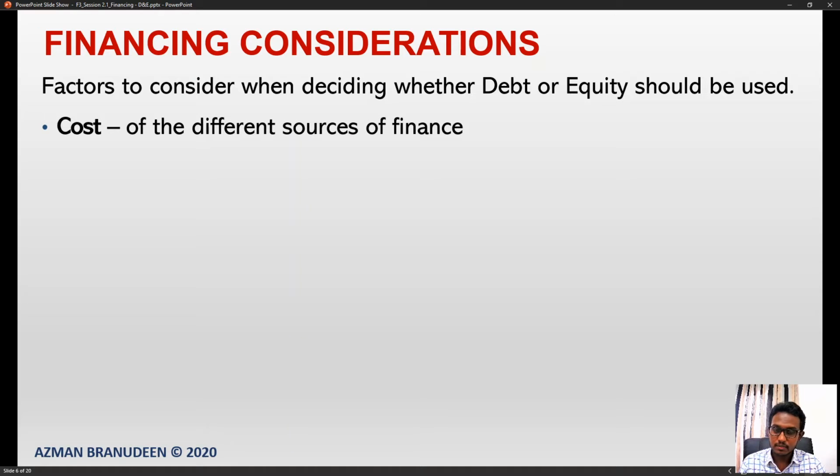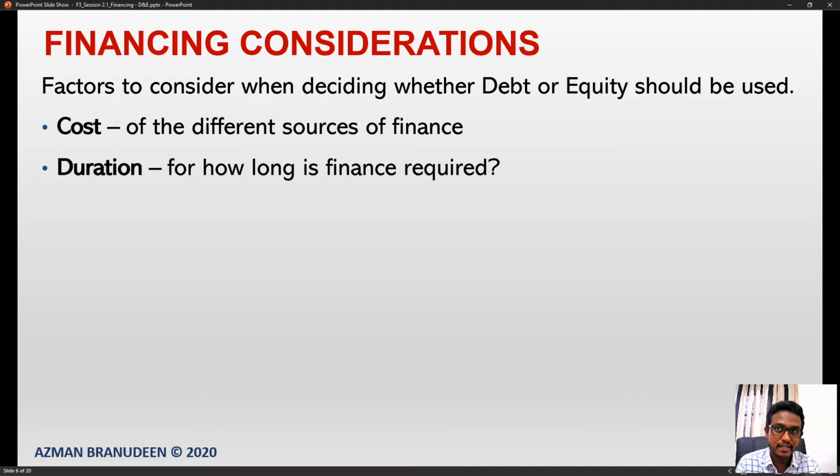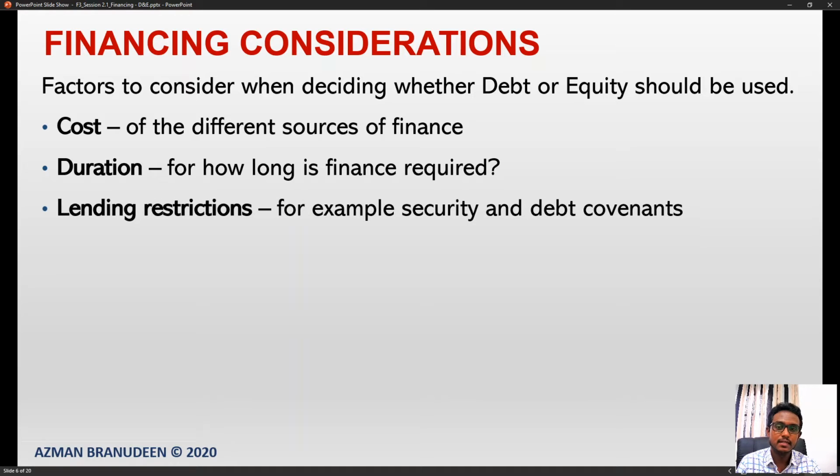Some of these factors, or almost all of them, are mentioned in this slide. Pay attention. One of the factors is obviously the cost of financing, the cost of the different sources of finance. Then the duration, for how long is finance required. Lending restrictions, for example, any security and debt covenants that are already in place.